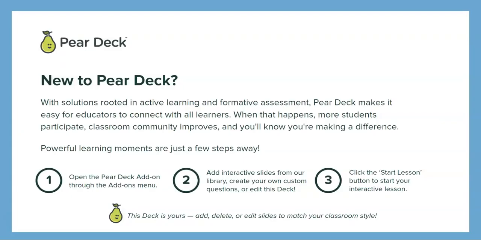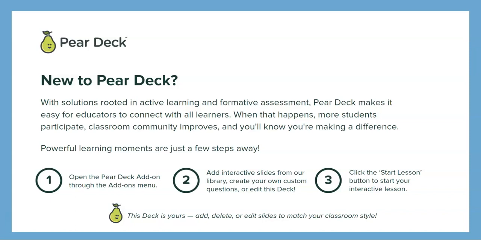Pear Deck is mainly used as an interactive learning assessment, a way that teachers can create formative assessments for our students to figure out if they're truly understanding the material. It's a way for the students to tell the teachers, hey, look, I'm not understanding this, I'm having trouble. Or if they do write something down, but it's not completely right, it gives the teacher the opportunity to provide them feedback.